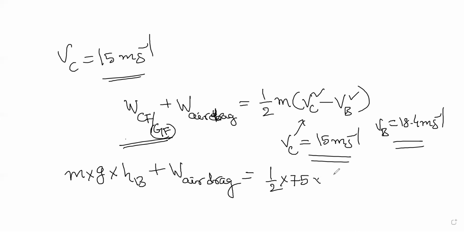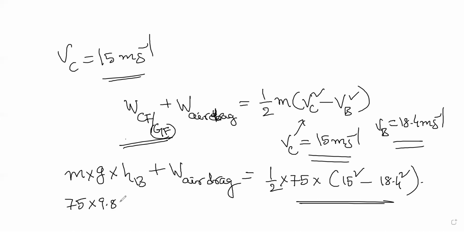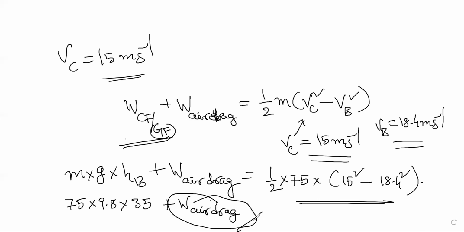So it's 75 times half Vc square, that is 15 square minus 18.4 square. So this is what you get. And now when you plug in 75 into 9.8 times hb, which is 35, plus the work done by the air drag. Whatever work done by the air drag you get, that much energy is lost.